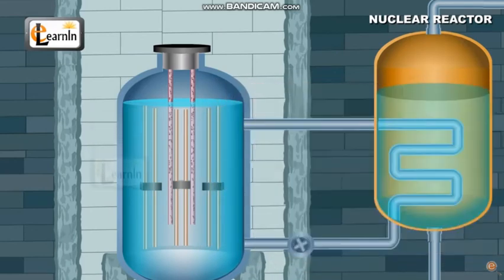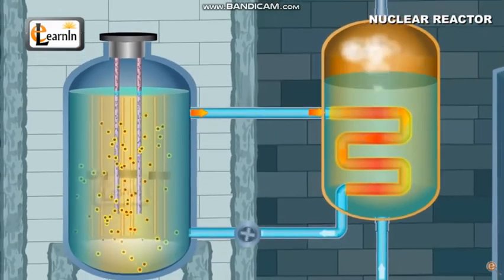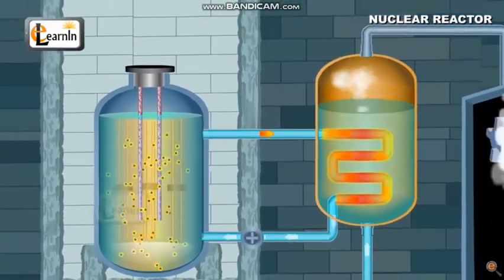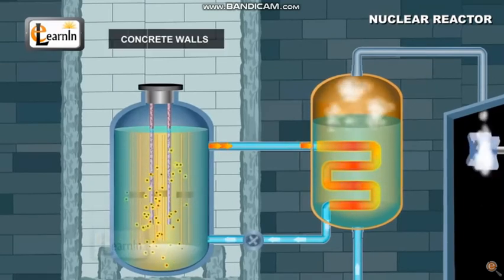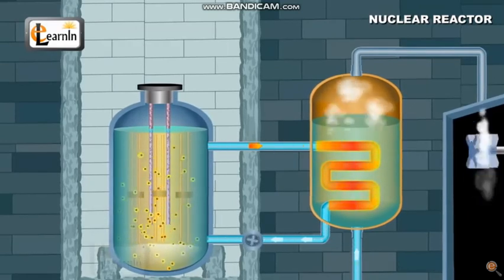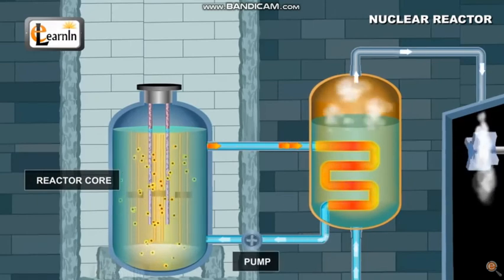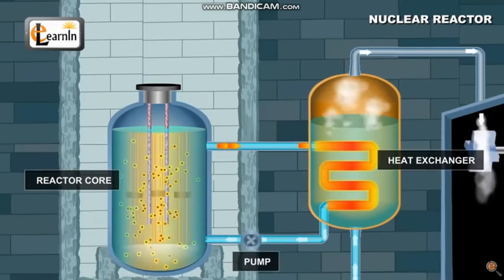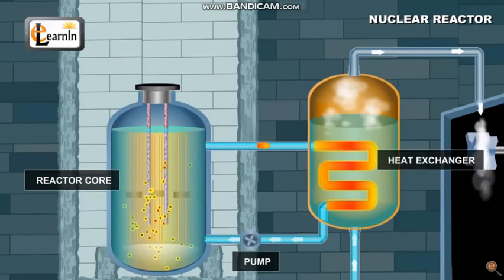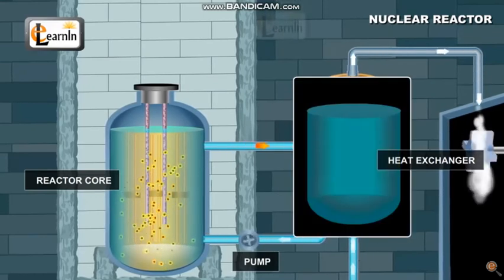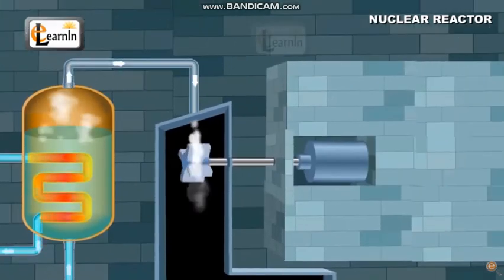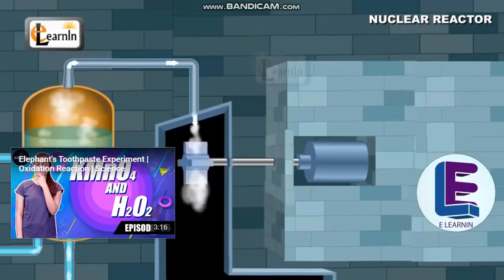Now that we know the components of a nuclear reactor, let's understand the working of a nuclear reactor. It's usually enclosed in a shield made of thick concrete walls. It consists of a reactor core, pump, and heat exchanger. The reactor core and pump are placed in contact with the water, which is usually the heat exchanger in these reactors. Due to the enormous amount of heat released during the fission reaction, the surrounding water gets heated up and changes to steam, which is in turn used to turn the turbine.